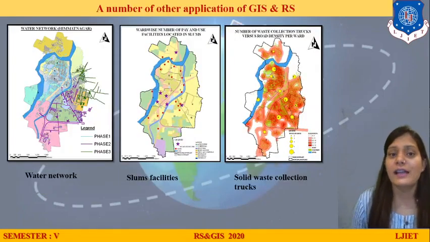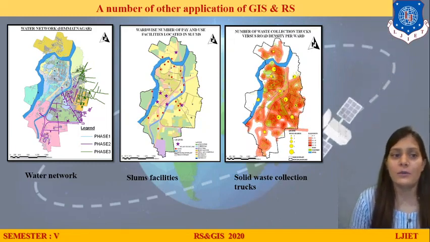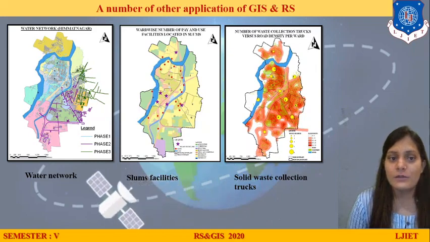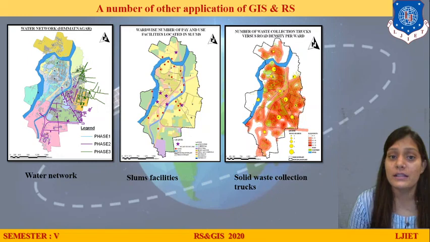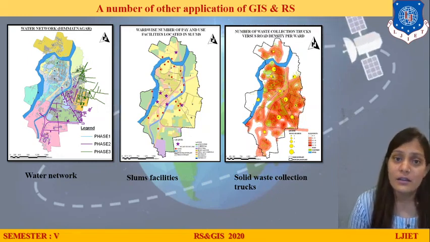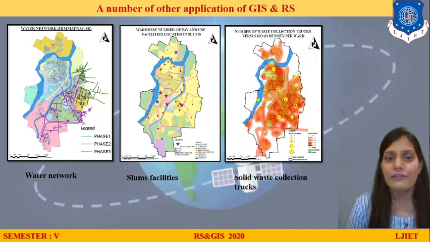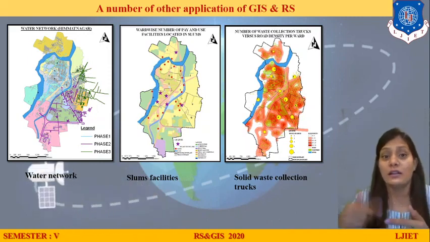Moving further, I have shown various other applications. Looking at the first map, you can see a water network of Himmatnagar city. Next you can see ward-wise pay and use facilities. These are facilities given to cities for the slum areas and for the general public, and they can be managed by GIS. If I have a ward boundary and a map of that city, I just have an image, and through the image I have created this vector map.